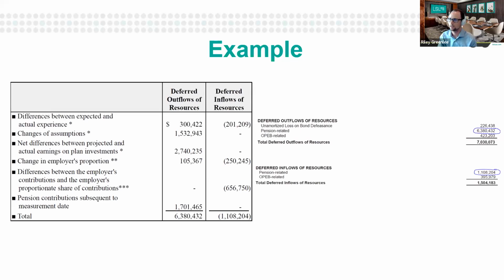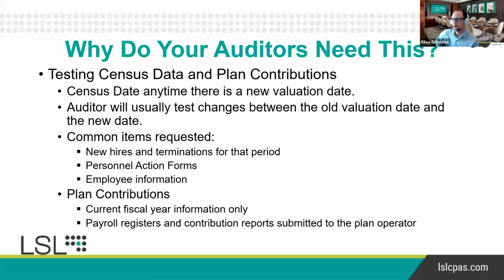Let's see. So let's move on and talk about census data. So auditors are required to perform some substantive procedures over census data, especially when there's a new one. And we're always required to test your plan contributions. Since the underlying data changes when you get a new valuation date, we do have to test it. For most pension plans through CalPERS, OSER, and SB Sarah, for example, they do this every single year. These plans actually reevaluate your plans each year and issue a new valuation.